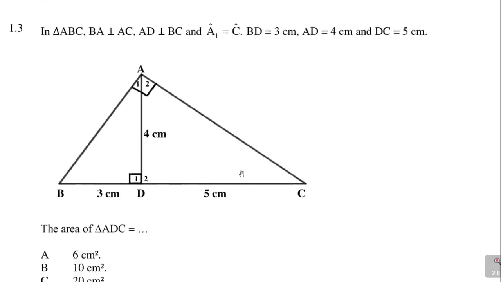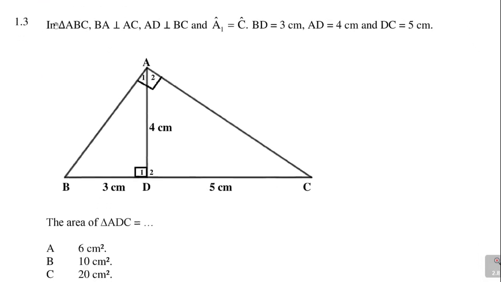Alright, and then there is the next question. 1.3, it says triangle ABC. You can see that AB is perpendicular to AC. So they are talking about this one. AB is perpendicular to AC and AD is perpendicular to BD. And angle A1 is equal to angle C, and they give you now BD is 3, and then AD is 4, and then the other one is 5 centimeters. Okay, they've given us that.